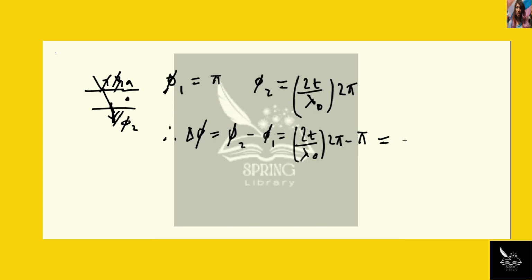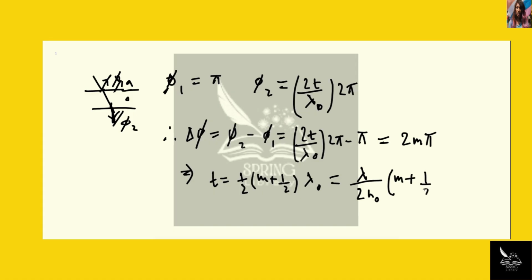And for constructive interference to occur, this will be equal to 2 pi times an integer multiple m, which can be 0, 1, 2, 3, etc. And so this means that t will be equal to 1/2 m plus 1/2 times lambda O, and lambda O is just lambda over refractive index of the oil. So this is lambda over 2 times refractive index of oil times m plus half. That is the minimum thickness.